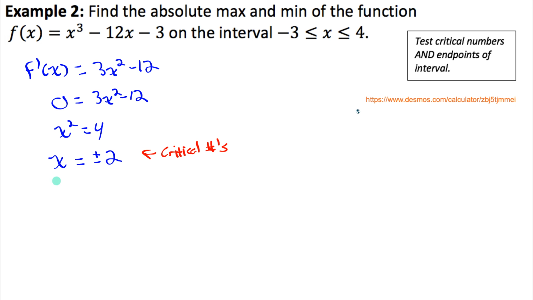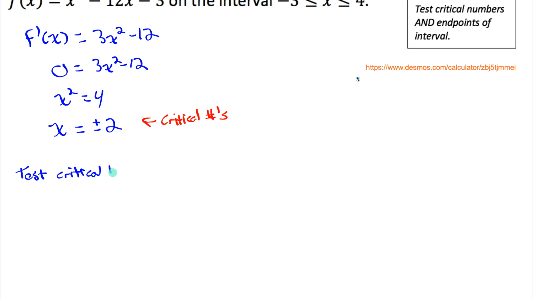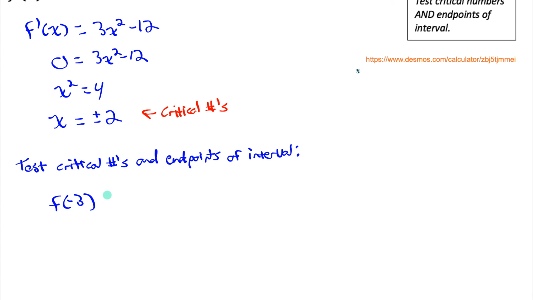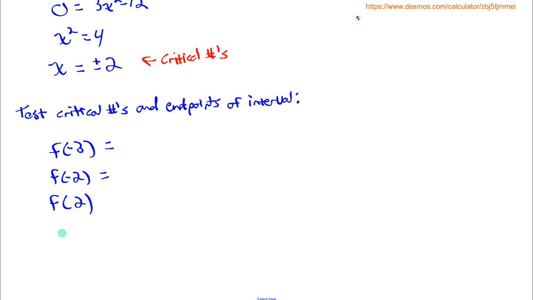In order to find the absolute max and min of the function on this interval, I have to test those critical numbers and the endpoints of the interval into the function. So I'll make a note of that. Test critical numbers and endpoint of interval. And the function's called f of x, so we need to test f at -3, f at -2, f at 2, and f at 4. -2 and 2 are the critical numbers, and -3 and 4 are the endpoints of the interval. If we test all of those, those are all of the options for what could be an absolute max or min. After we test all of those in the function, we'll get the y values, and we can draw our conclusion about what the absolute max and min are.